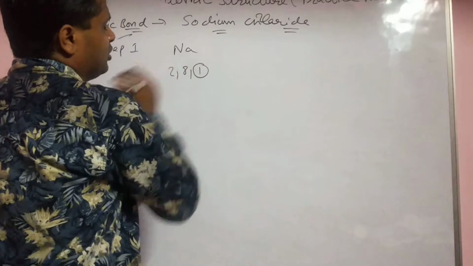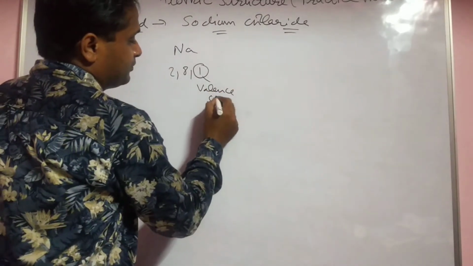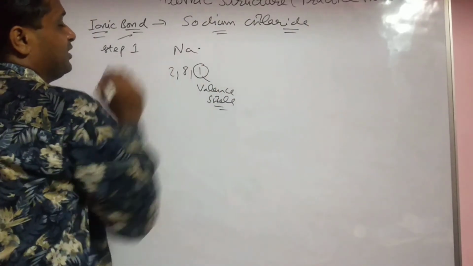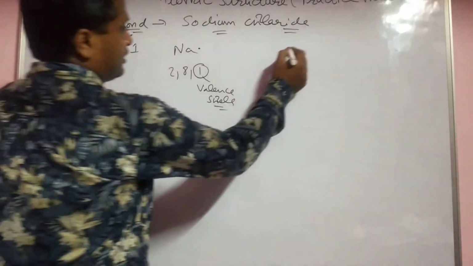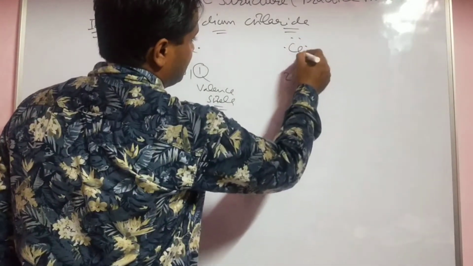Sodium 2, 8, 1. According to Lewis, we have to draw the valence shell. The valence shell is always drawn in the form of dots, according to Lewis. Chlorine 2, 8, 7, how many electrons in the valence shell? 7. So here draw 7.